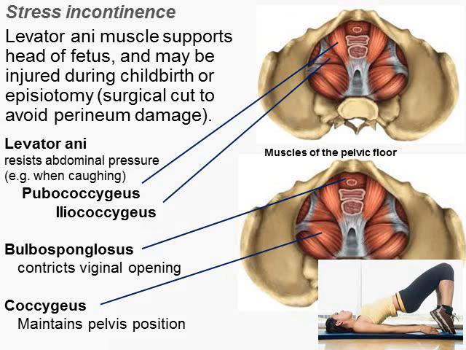Stress incontinence. This is when the levator ani muscles have been damaged. And one of the most common causes is the head of the fetus putting pressure during childbirth, and it may overstretch the muscles. Or an episiotomy, if it's done without finesse, can also result in this.